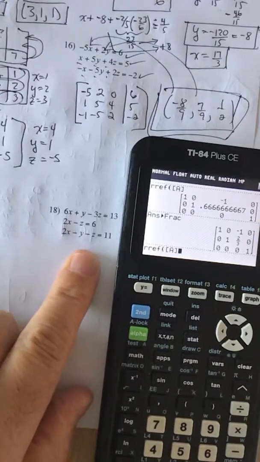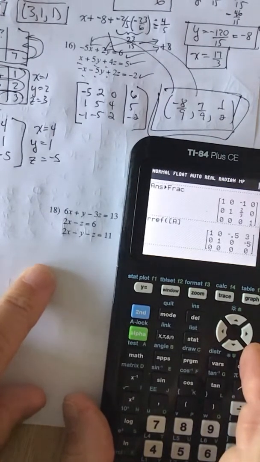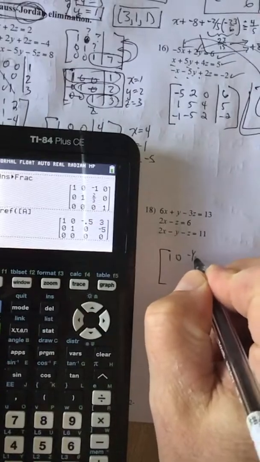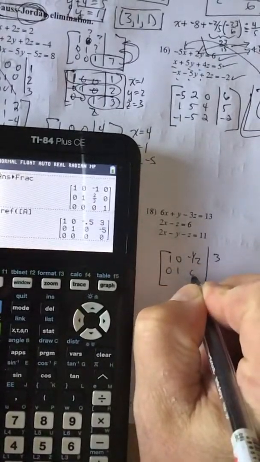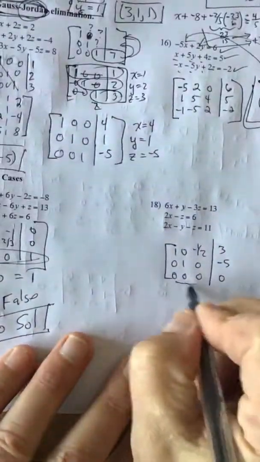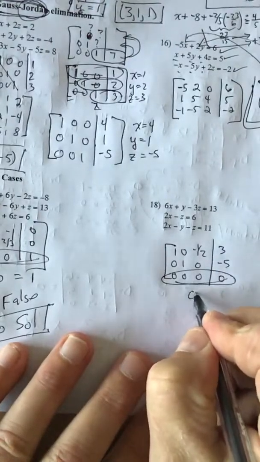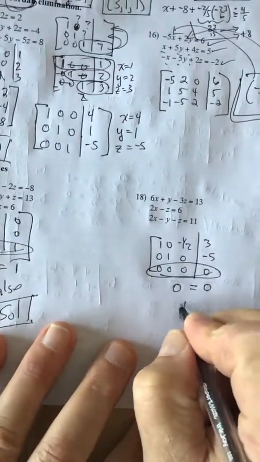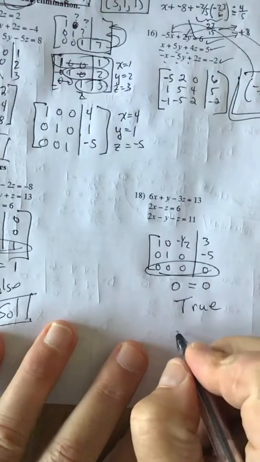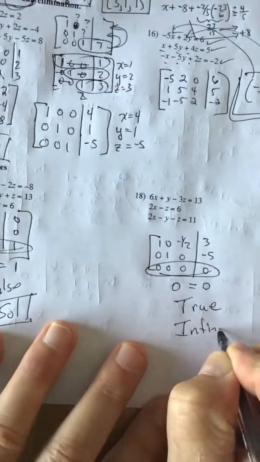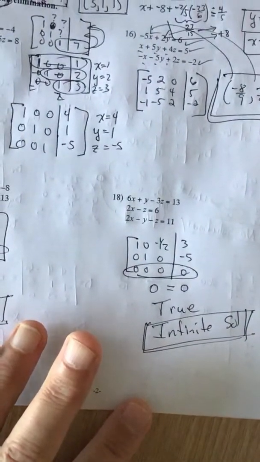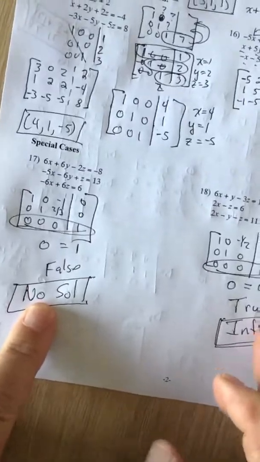Okay, reduced row echelon form of that one now. Let's see what happens there. See that bottom row? I'm going to jot it down. I've got 1, 0, negative 1/2, which is 3, 0, 1, 0, negative 5, and then 0, 0, 0, 0. Here they dropped out again. All the variables dropped out again, but now we have 0 on that side and 0 on that side. That's true, so this is infinite solutions. That means there's a whole bunch of answers to that one. So there are the two special cases.